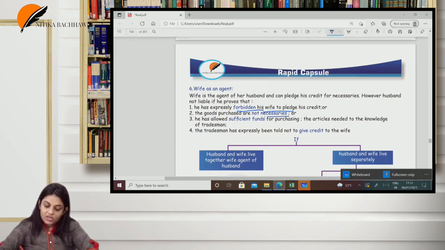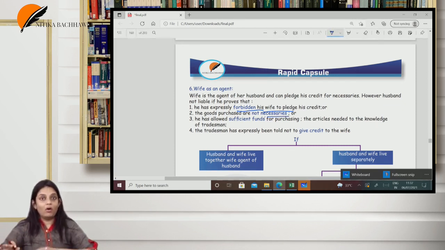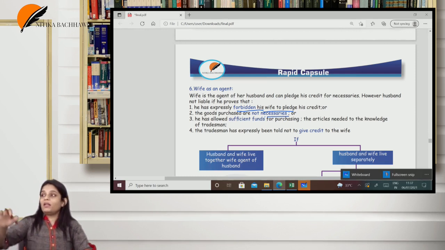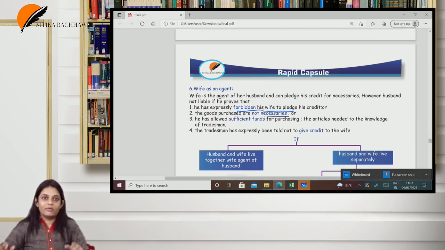Also not liable if the goods purchased are not necessaries. So the liability of a husband is only for necessaries. So if she goes to the jewelry store, okay, give me a 1 crore necklace, he is not responsible.